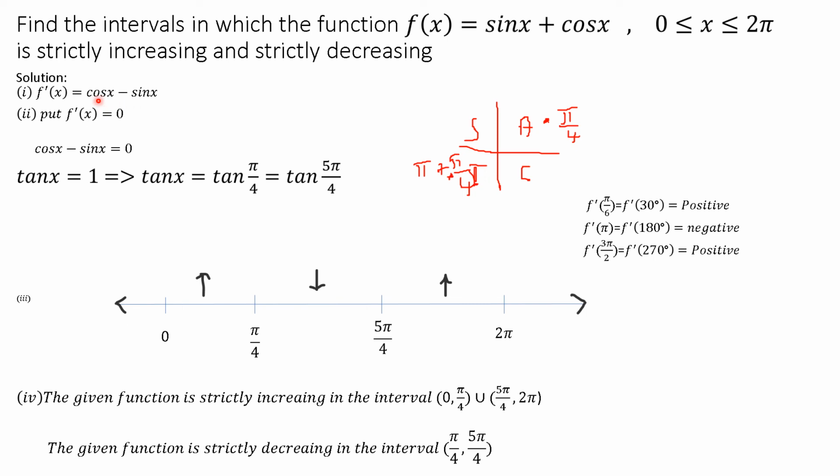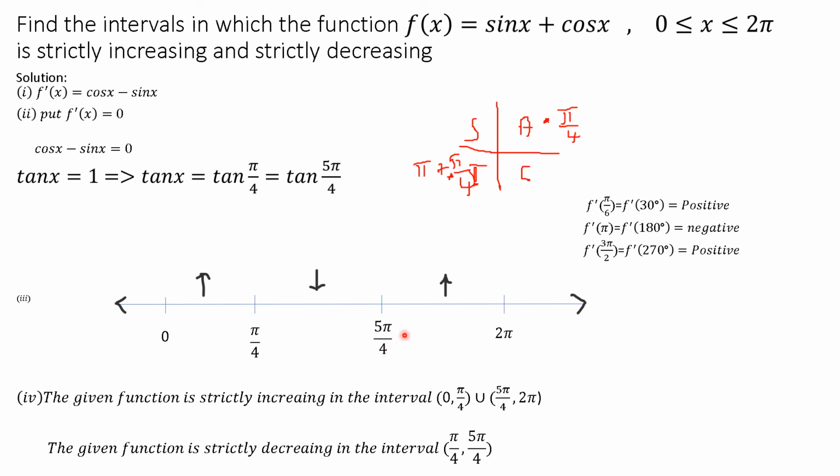minus sin pi. As you all know, the value of cos of odd times of pi is minus 1, and sin pi, sin 2 pi, sin 3 pi, sin 4 pi, its value is 0. Therefore cos pi is minus 1, minus 1 minus 0 is minus 1. Therefore f dash of x is negative. f dash of pi here is negative, so in this interval the function is decreasing. The function is strictly decreasing in the interval pi by 4 to 5 pi by 4.